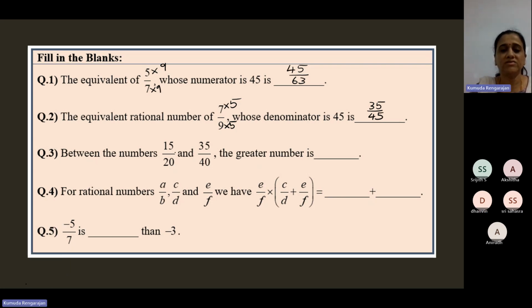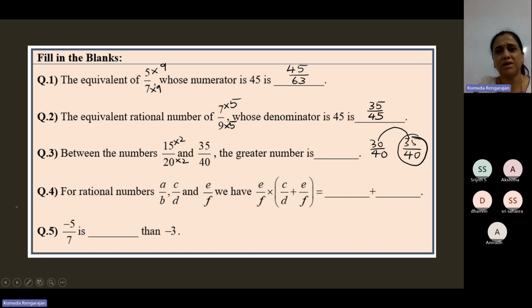So you can just bring this to compare the two numbers. You'll have to bring them to the same denominator. So just multiply this by 2. So what is this equal to? 30 by 40. 30 by 40 and 35 by 40. So now the denominators are the same. So compare the numerators. 35 is greater. So 35 by 40 is greater.